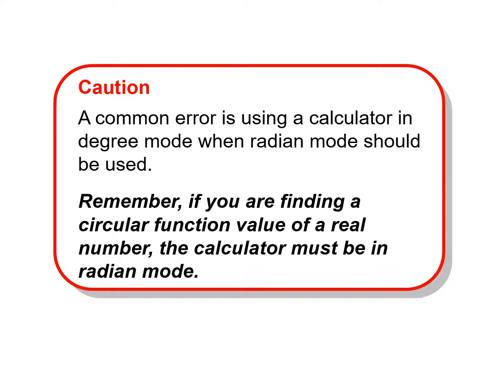The mistake you're going to make is having it in degrees when it should be in radian mode. Remember, if you're finding a circular function value of a real number, it has to be in radians.